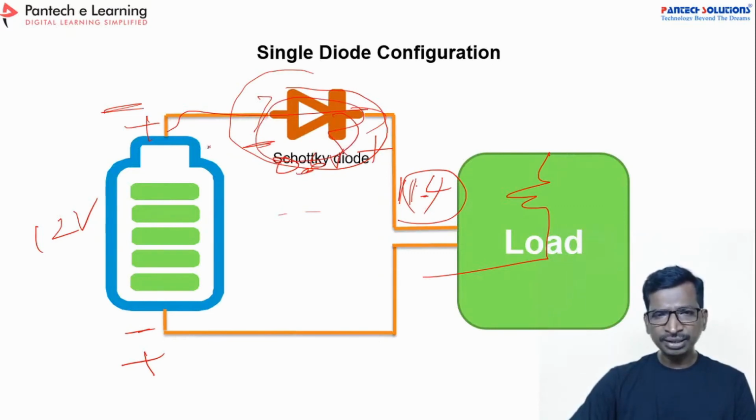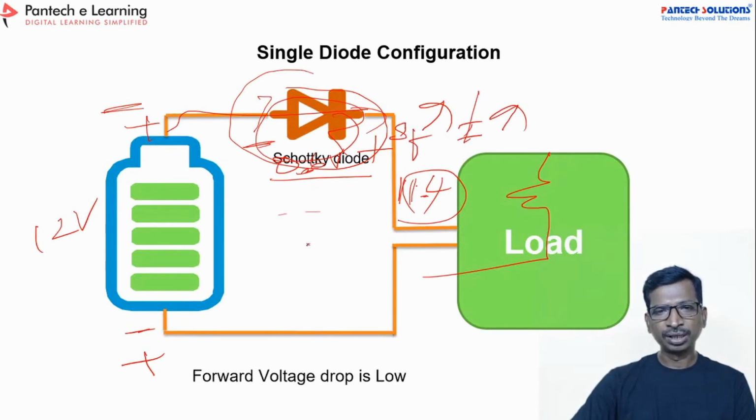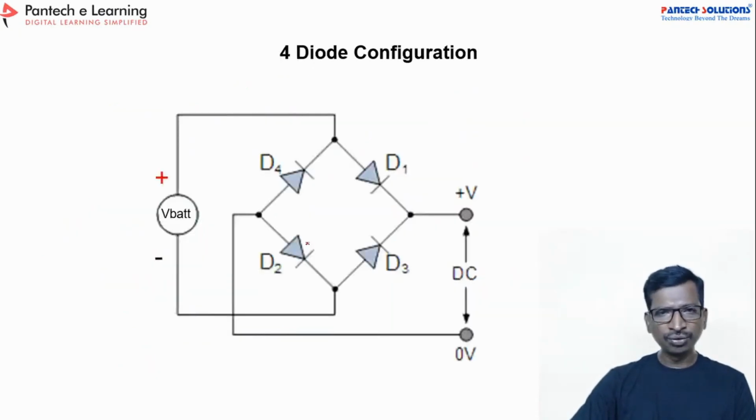Generally people will use a Schottky diode because its switching frequency is high, and at the same time its current handling is also high. Similarly, we can discuss the 4 diode configuration.